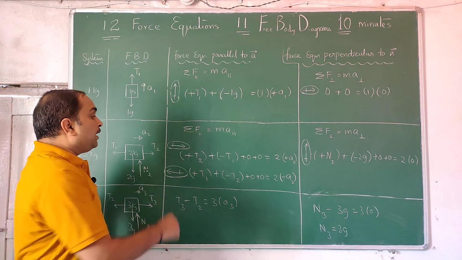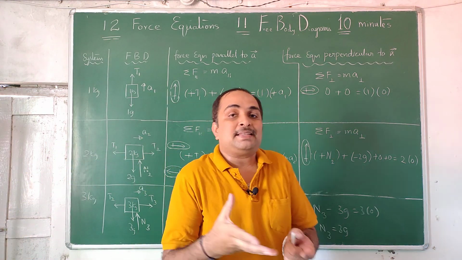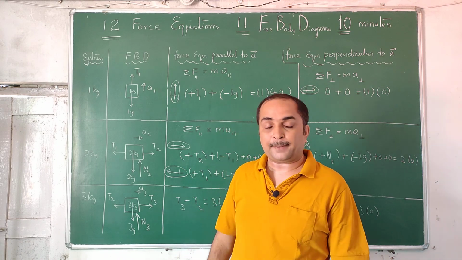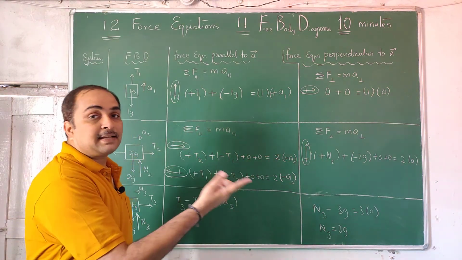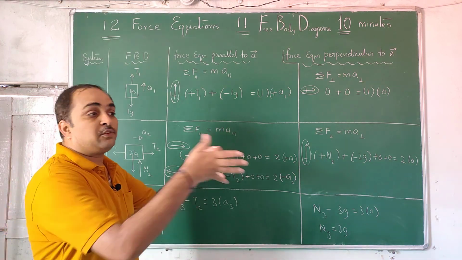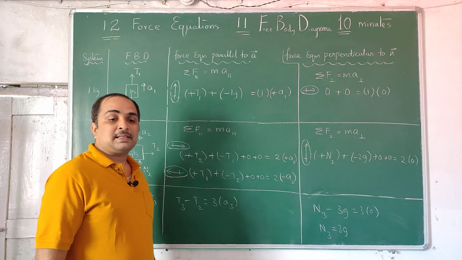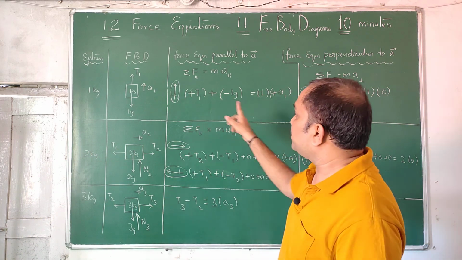But if you take the acceleration direction positive, most of the forces will be in that direction. Why is it accelerating in that direction? Because most of the force is in that direction. That's a professional trick. You do it any way, you will get the answer. But if you take acceleration direction positive, most of the forces will get a plus sign, and few of them a minus sign. So calculation becomes easier. I hope you understood this.